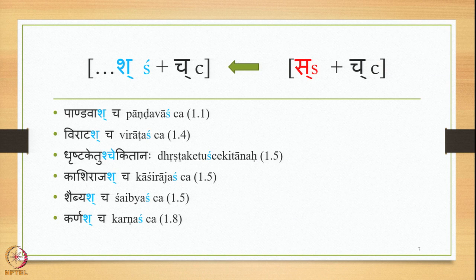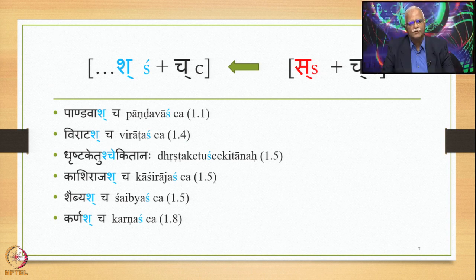Then this particular type of sandhi, Shchutva sandhi, where sha plus cha is seen to be the output and the input is sa plus cha. So you have Pandavascha, and this sha is the Shchutva sandhi, and so the input of this sha is sa. So Pandavascha, and this is the 1/3 of Pandava. Similarly, Viratascha is the output and the input is sa plus cha. So Viratas is 1/1 of Virata.